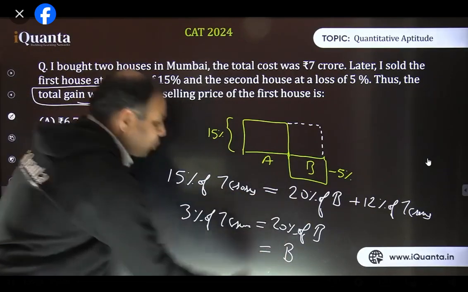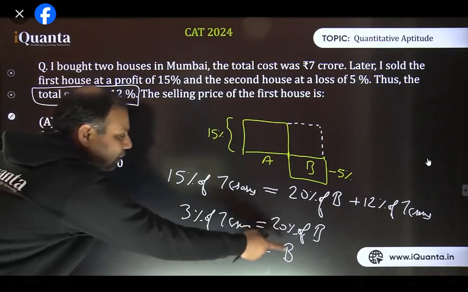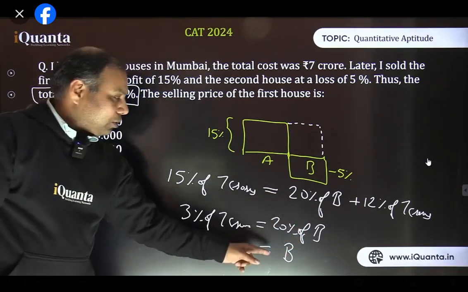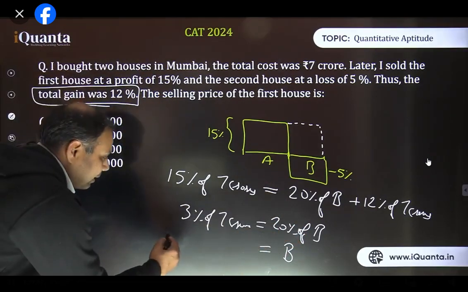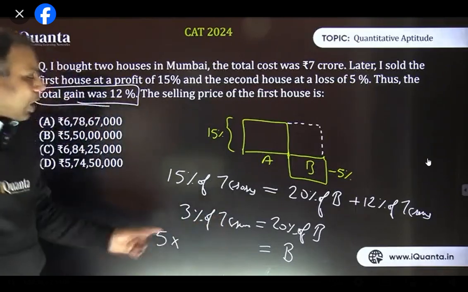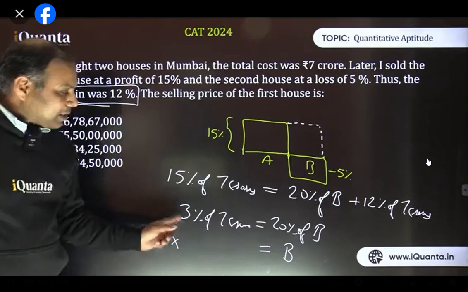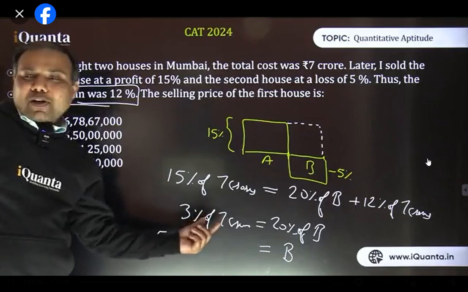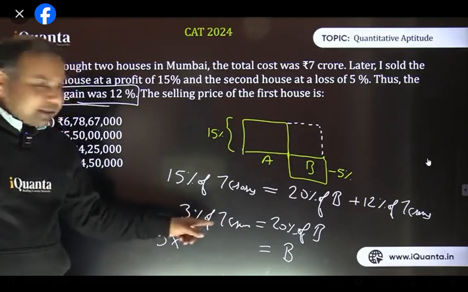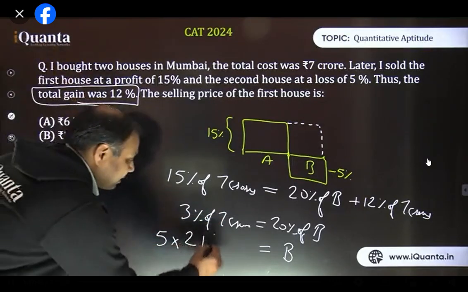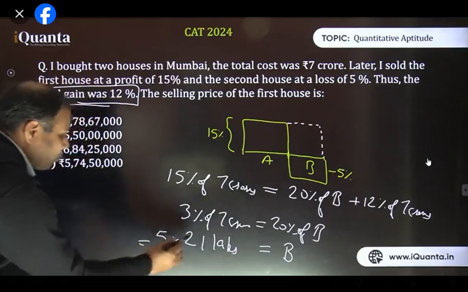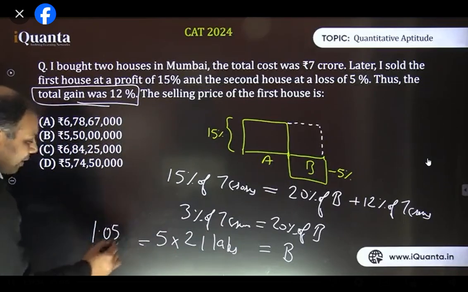So I didn't need to write the two equations. So 20% of B is 1/5. So just multiply this part with 5. So 5 times 3% of 7 crores. How much is 3% of 7 crores? Can you figure out? 7 crore ka 1%, 7 lakh. Right? So 21 lakh. So 5 times 21 lakh, the cost price of B comes out to be 1.05 crores.